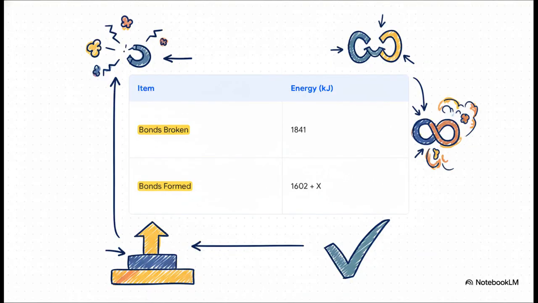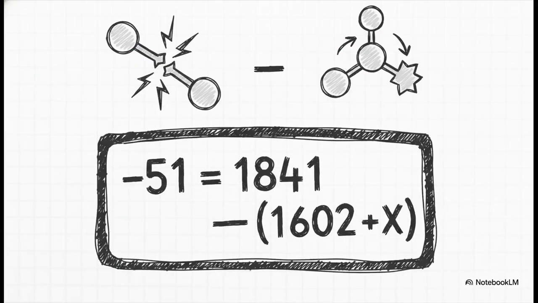So let's take a look at this bond energy calculation. The mark scheme shows that the very first step is to correctly figure out the energy for all the bonds you're breaking and all the bonds you're making. Just setting it out clearly like this gets you on the right track immediately. The next crucial step is just putting it all together in the core equation. The overall energy change, which they gave us in the question, minus 51, is equal to the energy of the bonds broken minus the energy of the bonds formed.